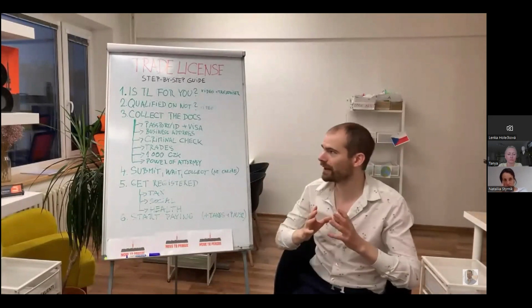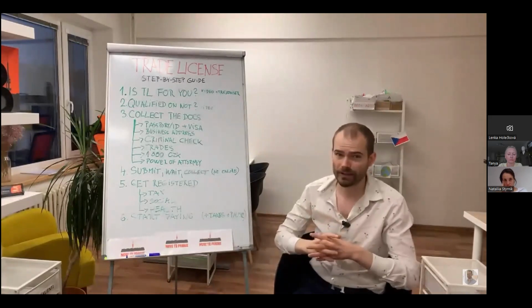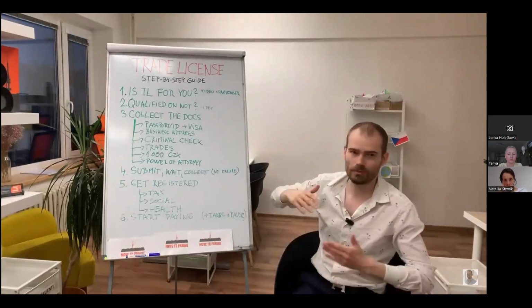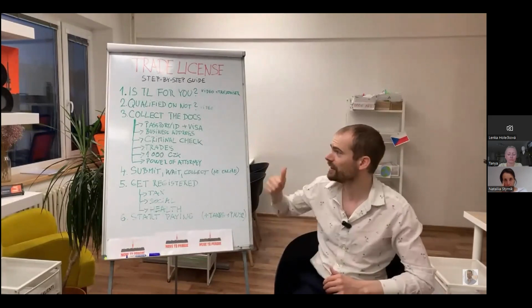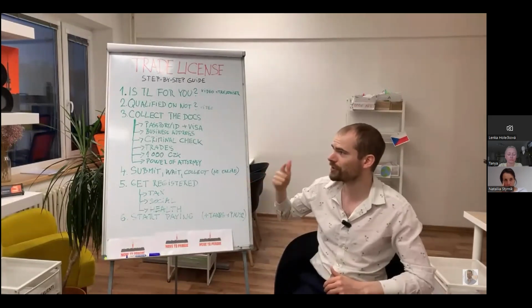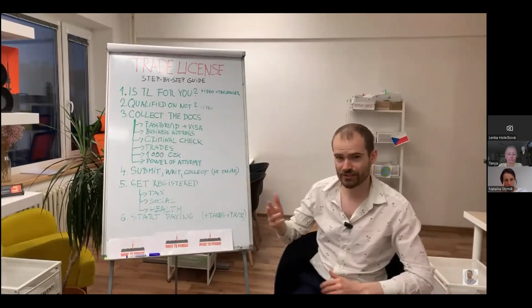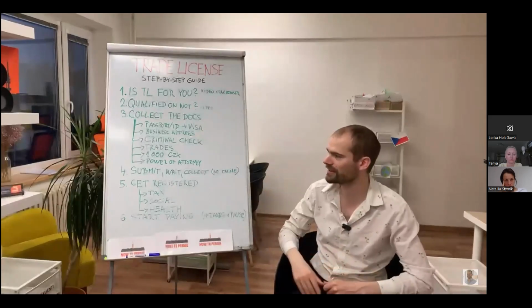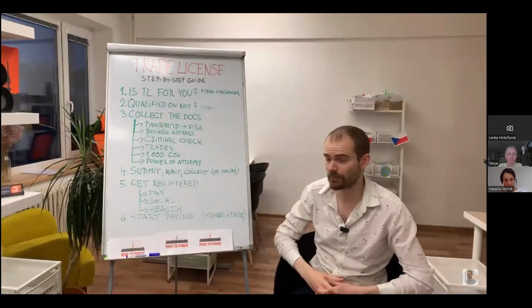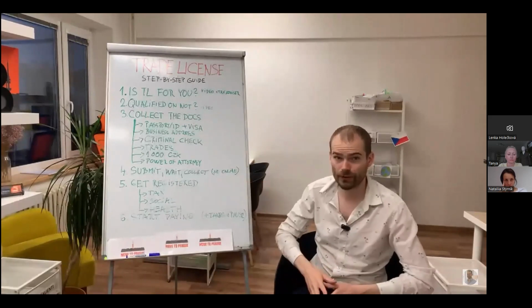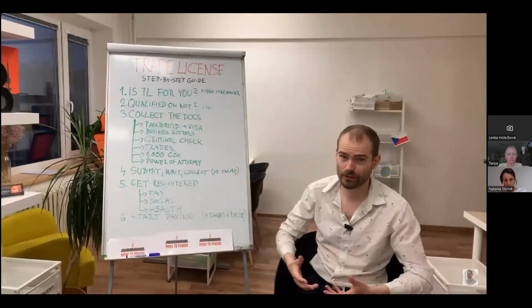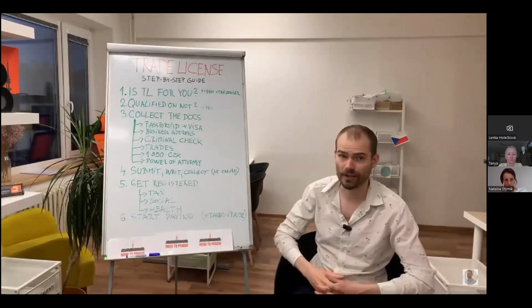Step number three, collect the required documents, which means your passport or national ID if you're an EU citizen, plus your visa, business address, criminal check, trades, choose the trades you want to include in the trade license, pay 1,000 crowns admin fee, and power of attorney. If you want us, for example, to do it on your behalf, we'll need a power of attorney for that.